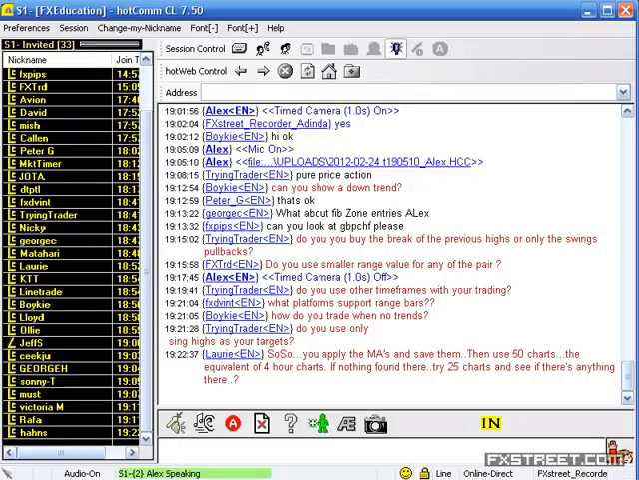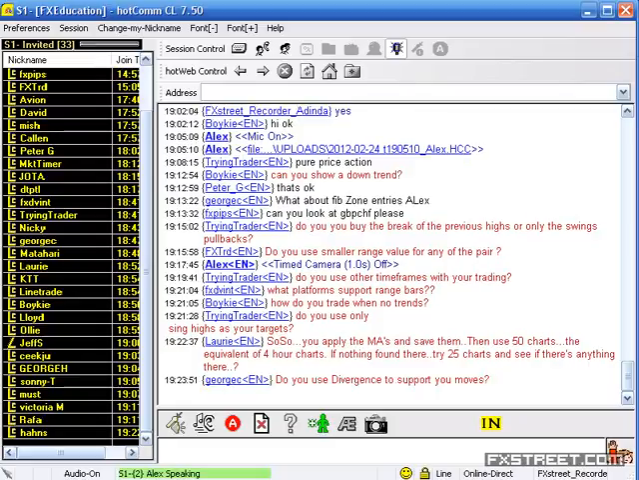Okay, so we apply the MAs and save them, then you use 50 range charts, the equivalent to 4 hours. If nothing found, try the 25 range charts. Yes, ultimately, I use the 50 range chart as the primary chart, the trending chart. The 25 range chart I like to use if I miss an opportunity on the 50. Let's say the 50 has already broken out and you've missed that pullback. Oftentimes you'll see little mini pullbacks within the 25, which will allow you to jump on board with that same move as you would have initially got into on the 50 range chart.